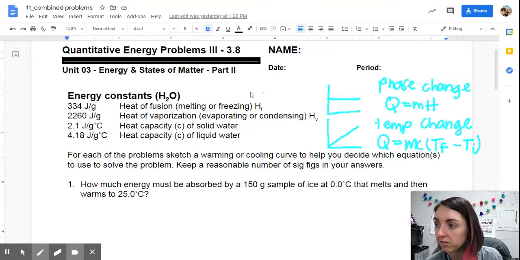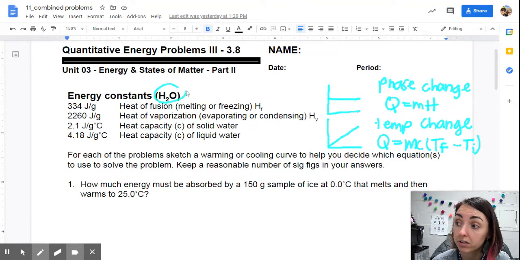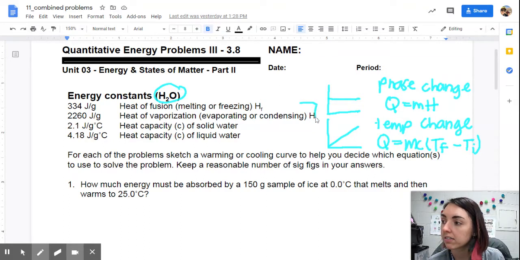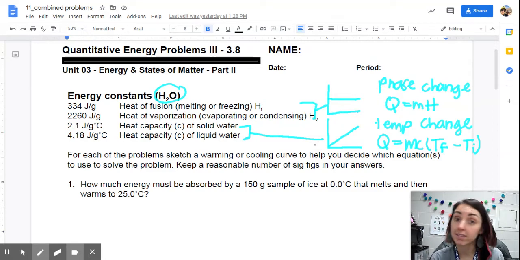And another friendly reminder, so here we have all of our constants, again, for water. So remember, this is only for water. If you ever have a substance that's not water, these numbers won't work. But most of the time we're using water. So for water, these are your H's. You use those with that top equation. And down here, these are our C's. You use those with Q equals mc delta T. Don't mix them up. You can't use a C as an H or an H as a C. So the H's go with Q equals mH, phase change. The C's go with Q equals mc delta T, temperature change.